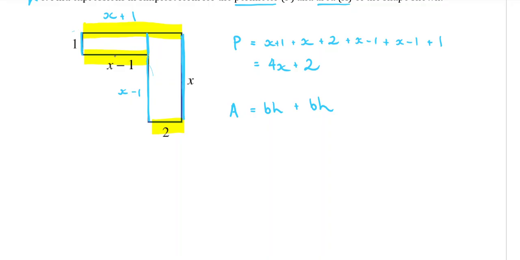Its base is x minus 1, not the x plus 1, because the x plus 1 goes way too far over here. X minus 1 is the base, and the height would be 1.